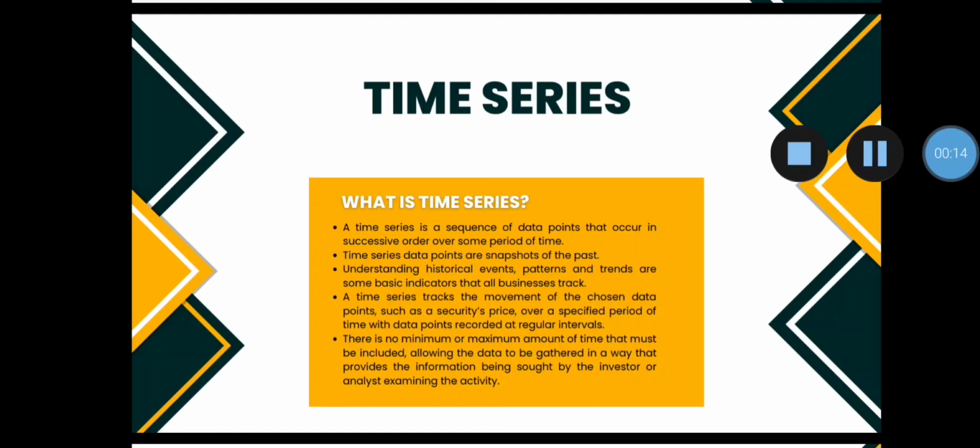A time series is a sequence of data points that occur in successive order over some period of time. A time series tracks the movement of the chosen data points, such as securities price, over a specified period of time with data points recorded at regular intervals.